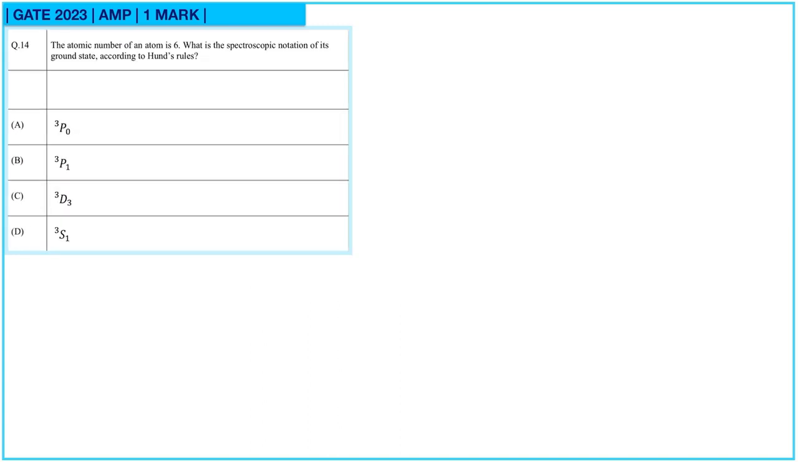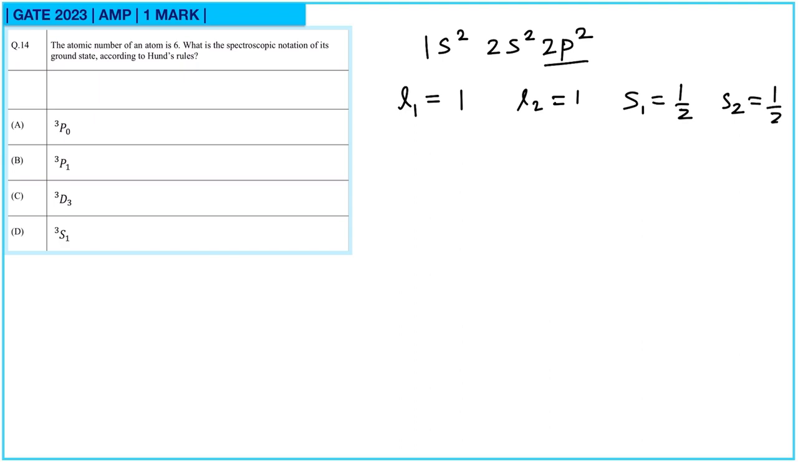Next question. The atomic number of an atom is 6. What is the spectroscopic notation for its ground state? If it is 6, then its electronic configuration is 1s2, 2s2, 2p2. The others are completely filled, so we have to consider the 2p2 electrons. So L is equal to 1 for each. For the first, L1 will be 1, L2 will be 1, and S1 will be half, and S2 will be half.